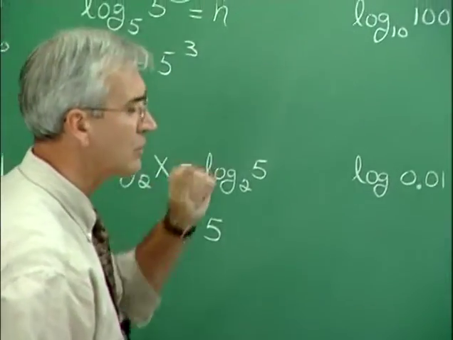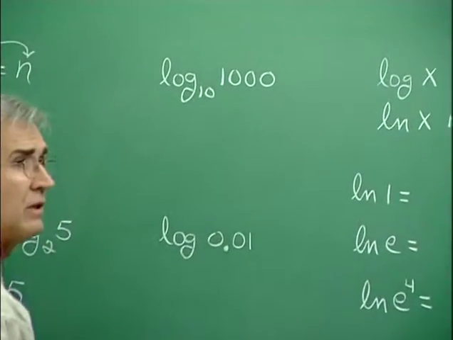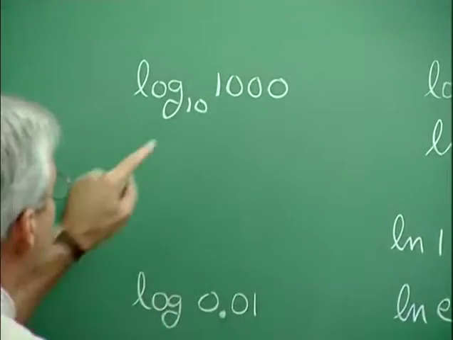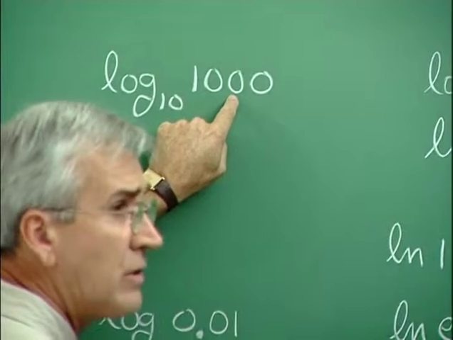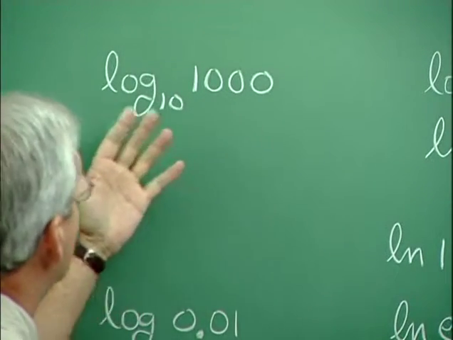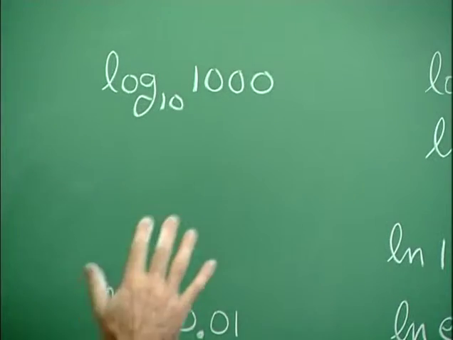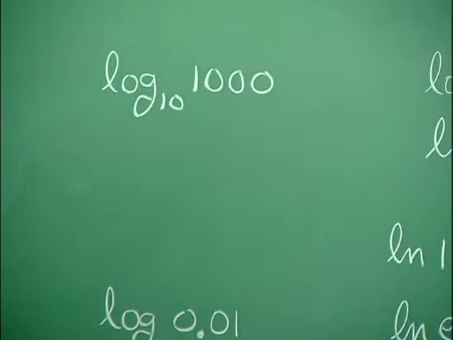Okay, consider this one. Log base 10 of 1,000. Our interpretation in terms of exponent would be, what is the exponent we need to apply to 10 in order to get 1,000? Well, it would be 10 cubed. So this is equal to 3. We can make that determination by setting it equal to n if we want to, and going through that little algebraic process. But I think it's easy enough to see through.